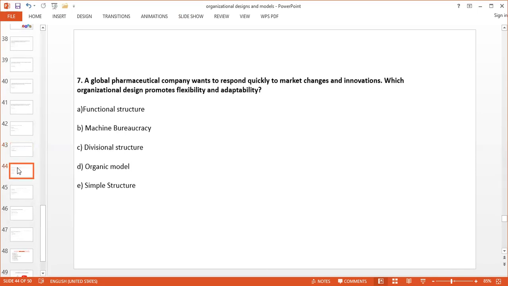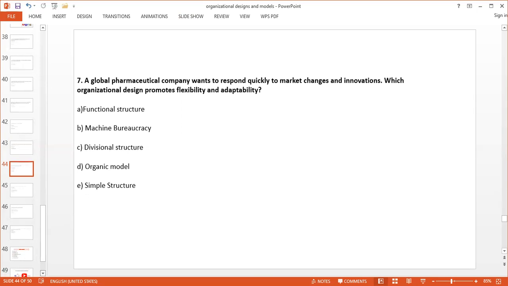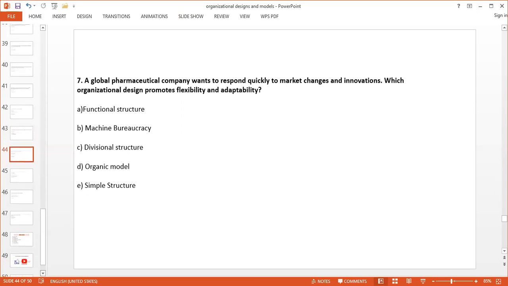Seven: a global pharmaceutical company wants to respond quickly to market changes and innovation. Which organizational design promotes flexibility and adaptability? A, functional structure; B, machine bureaucracy; C, divisional structure; D, organic model; E, simple structure. It's D, organic model.